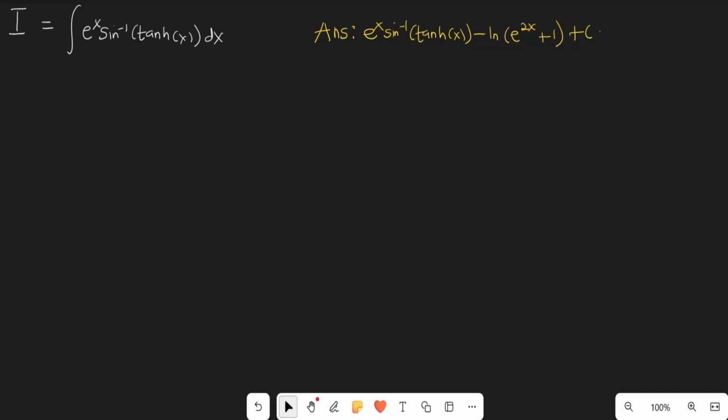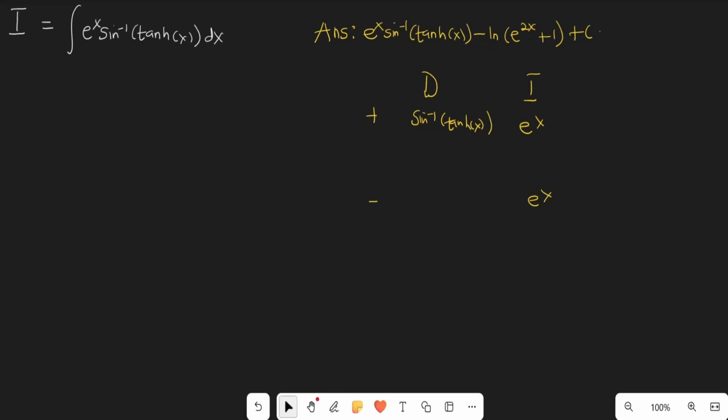We are going to solve this integral using integration by parts. So what I do is the DI method, D for differentiation and I for integration. I am going to differentiate the sine inverse of the tan hyperbolic function of x like this, and I'm going to integrate just e to the x. So integrating e to the x is e to the x. This is plus, next one is minus.